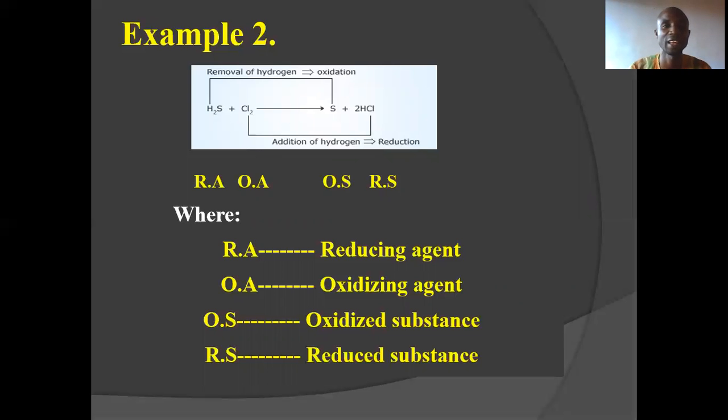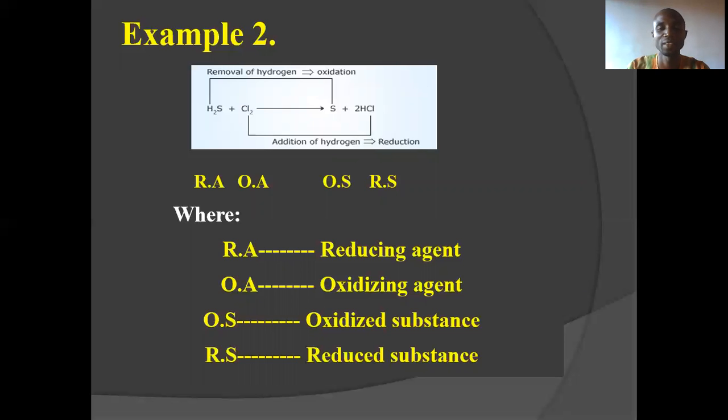So at the reactant side again, we still have reducing agent and oxidizing agent. But that reducing agent will be oxidized at the product side, and the oxidizing agent will get reduced at the product side. That is how it works.